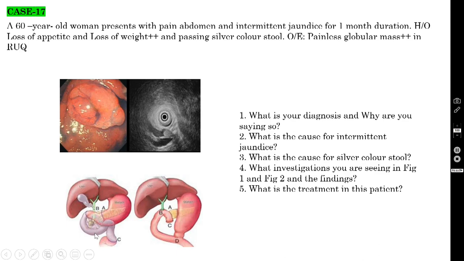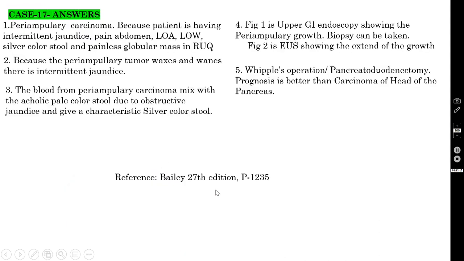So after this radical surgery, you are supposed to do 3 anastomoses. That is gastrojejunostomy, pancreatojejunostomy, and choledochojejunostomy. These are the 3 anastomoses you must do in Whipple's operation.